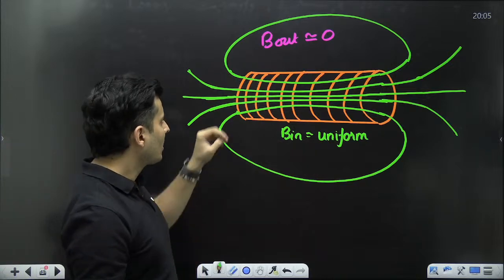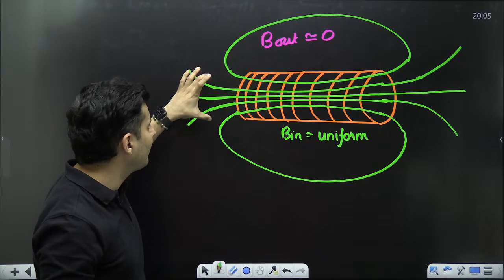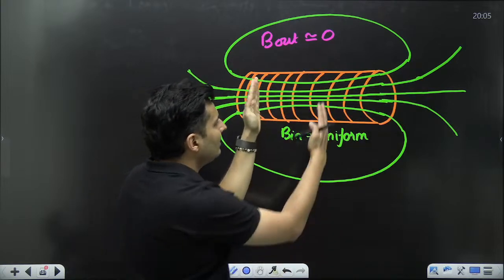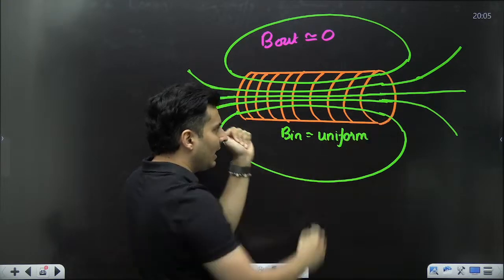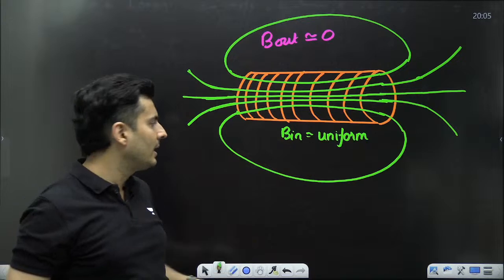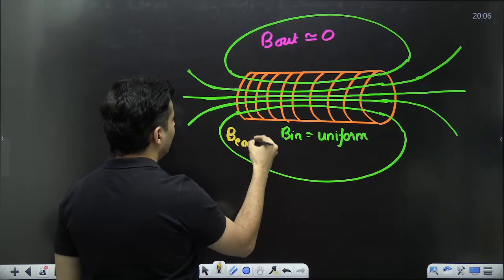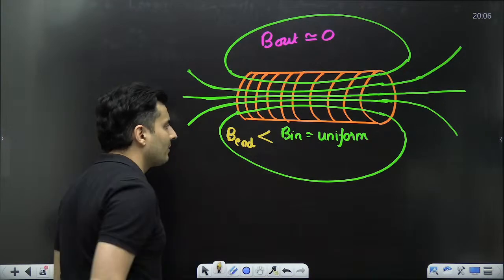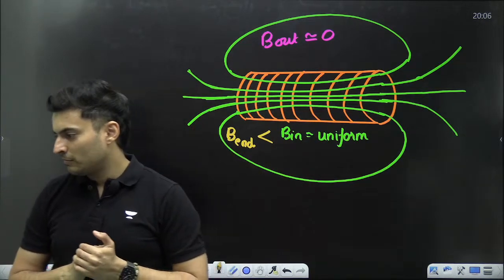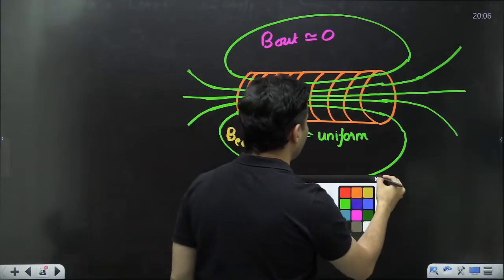Third observation. Here the field lines are parallel, but as they come towards the end, they go slightly far away. So although in this region it is uniform, when you reach the end, the distances have increased slightly, so the field has reduced slightly. So the magnetic field at the end is slightly less than the magnetic field at the center, which is almost uniform. Make sense? Everybody with me?